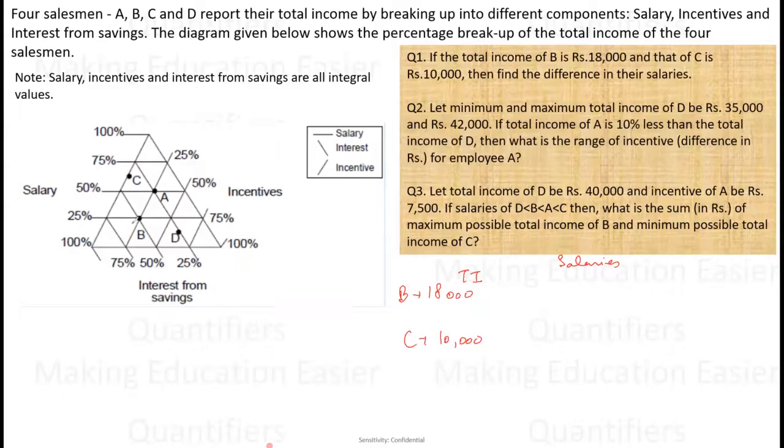What is B's salary? See, this is the salary line. Now look yourself, where is B's salary intersecting here? At 25%. 25% is 1/4. So the salary of B is going to be 1/4 of 18,000. That is 4500.